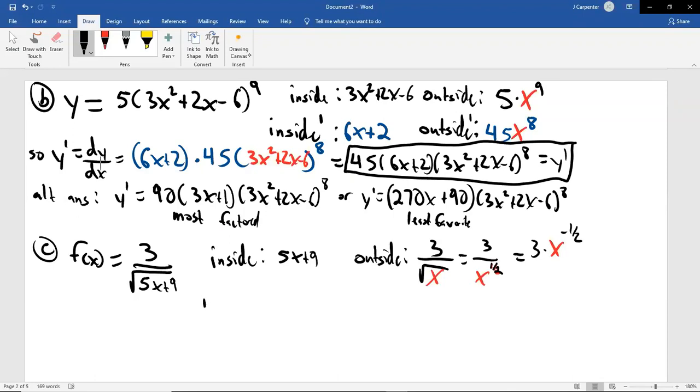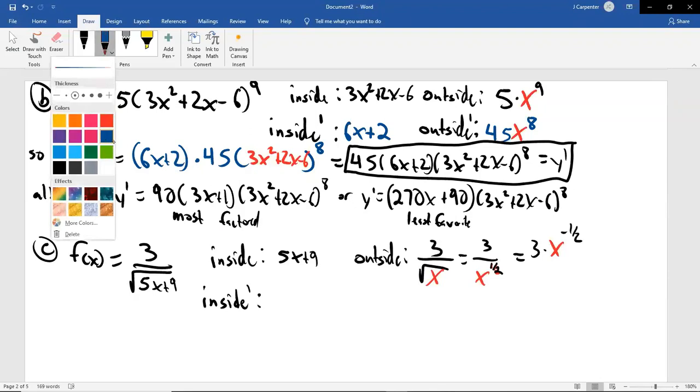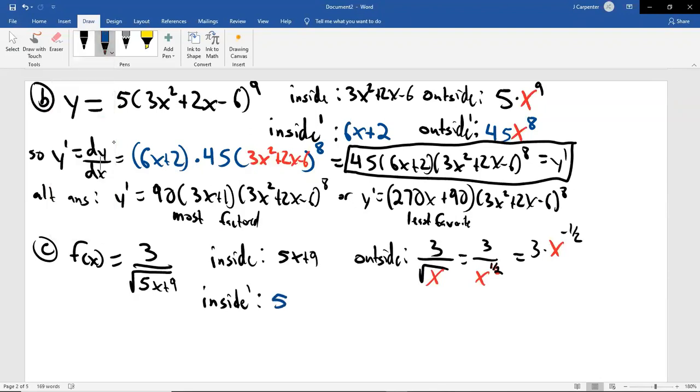All right, so now let's do the actual derivatives. The inside derivative of 5x would be 5. And the derivative of 9 would be 0.